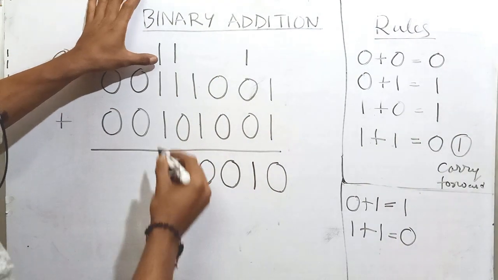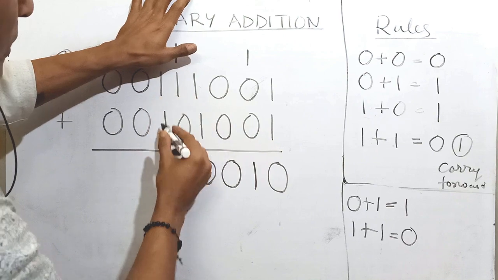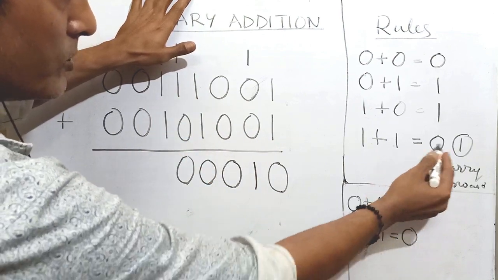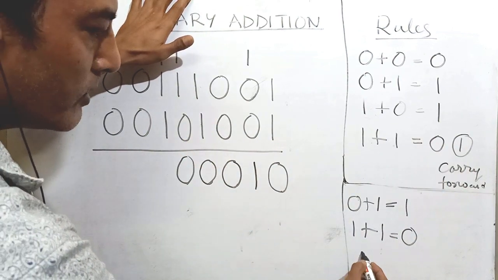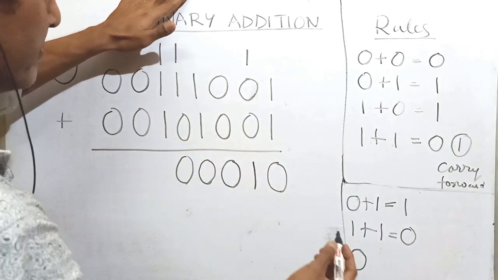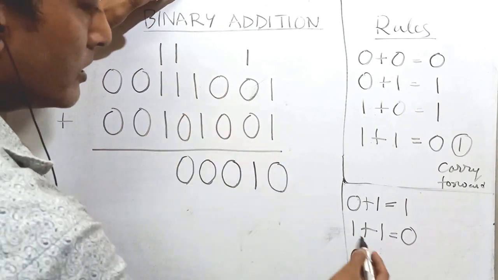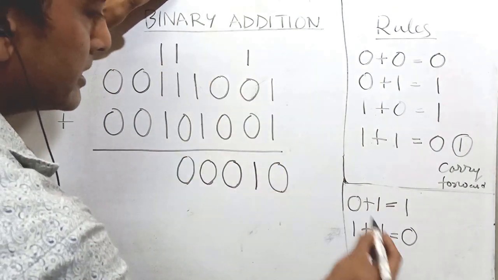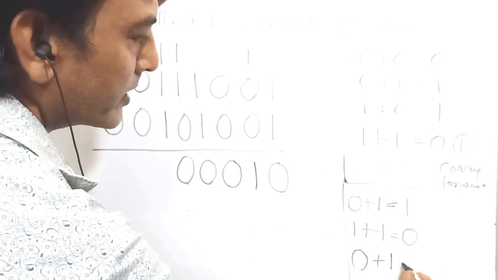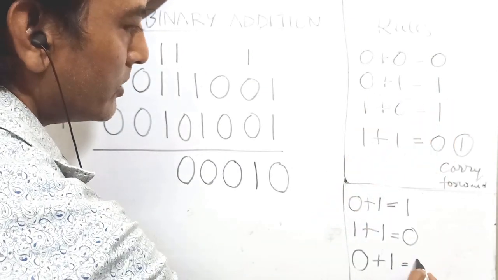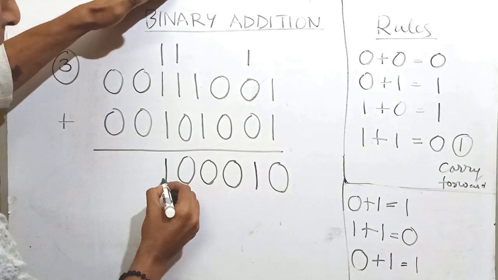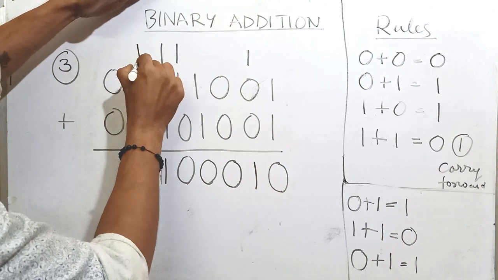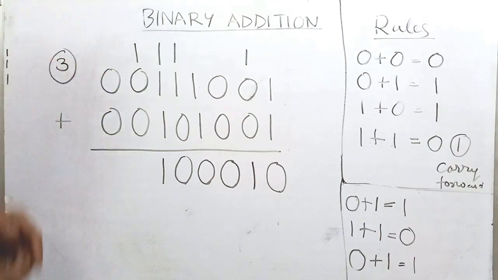Now again we will add these two numbers. So 1 plus 1 is equal to 0. 1 carry forward is in hand. Now 1 plus 1 is equal to 0. We will add this carry over again. So 0 plus 1 is equal to 1. 1 was there in hand, so we will write it here.